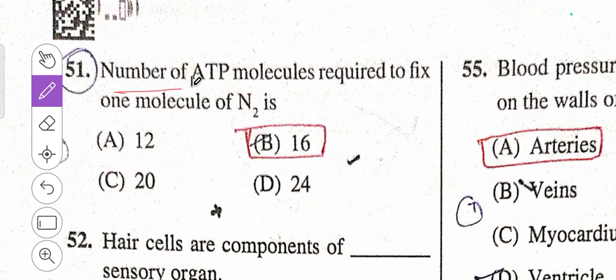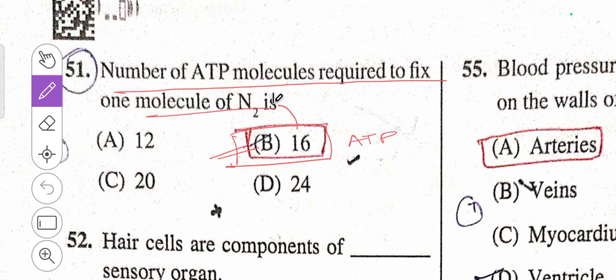So the number of ATP molecules required to fix one molecule of nitrogen is 16. 16 ATP molecules are necessary to fix one nitrogen molecule.